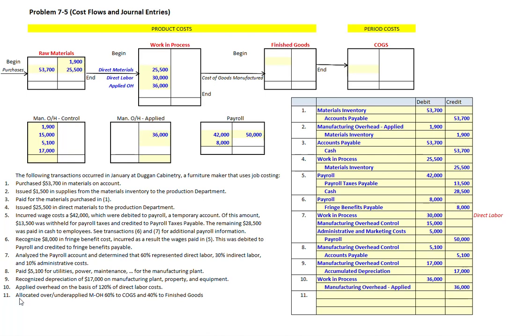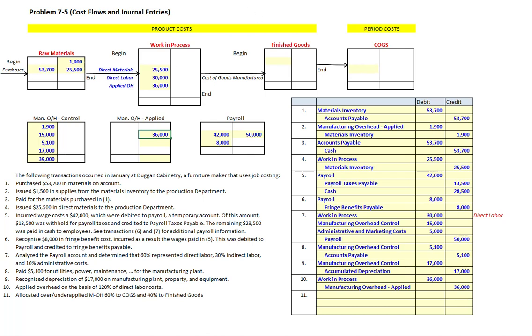In number 11, we're told that we're going to allocate any over or under applied overhead, and we're going to do it 60% to cost of goods sold and 40% to finished goods. So we can total up our manufacturing overhead control, which totals to $39,000. Our applied manufacturing overhead is $36,000, so we have under applied manufacturing overhead, which means work in process is too low, finished goods is too low, and cost of goods sold is too low as well.